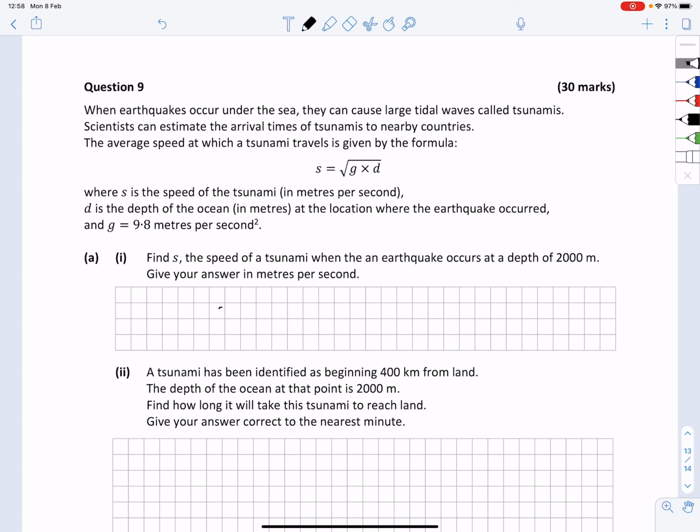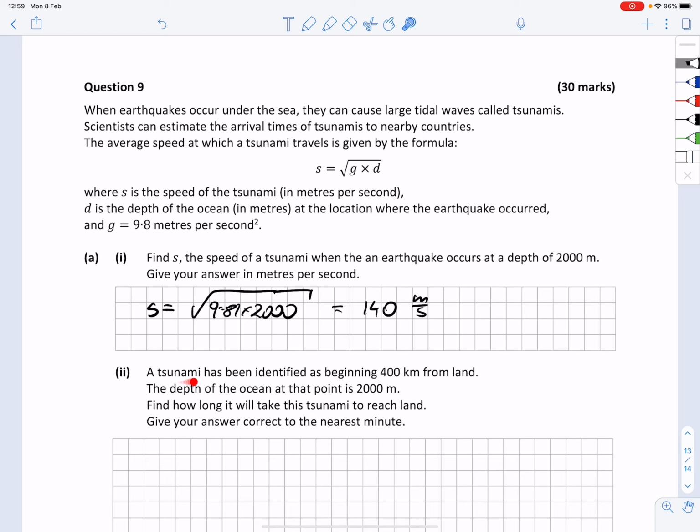First part of the question is we have to find the speed of a tsunami when an earthquake occurs at a depth of 2000 meters. So simply S equals, substitute into the formula, root of 9.81 by 2000, which leaves me with 140 as the answer. Obviously meters per second. You can put it in as a speed.